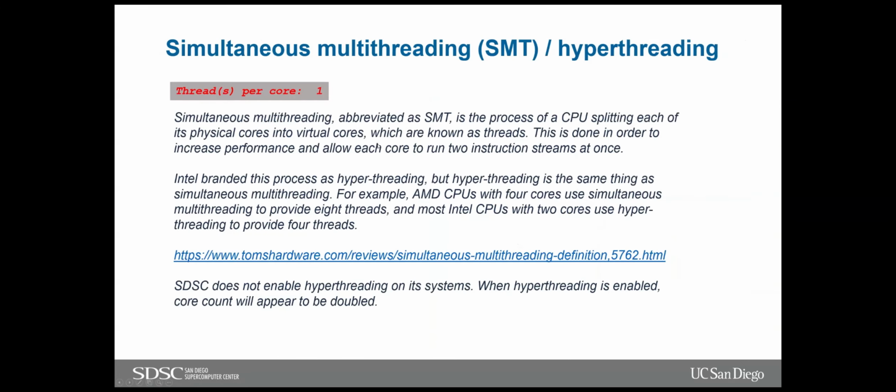So we mentioned hyperthreading before, or in our lscpu, we saw that threads per core were equal to 1. So we know on Expanse, we don't allow simultaneous multi-threading, or hyperthreading. But what SMT is, it's the ability for the CPU to split its physical cores into virtual cores or threads, and that allows it to increase the performance by allowing multiple instruction streams to run in parallel.